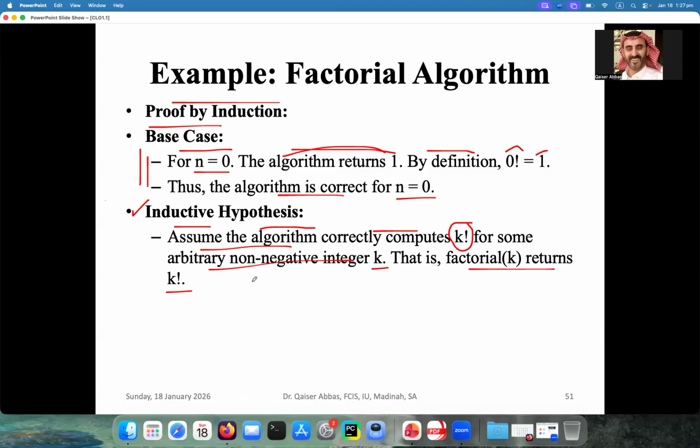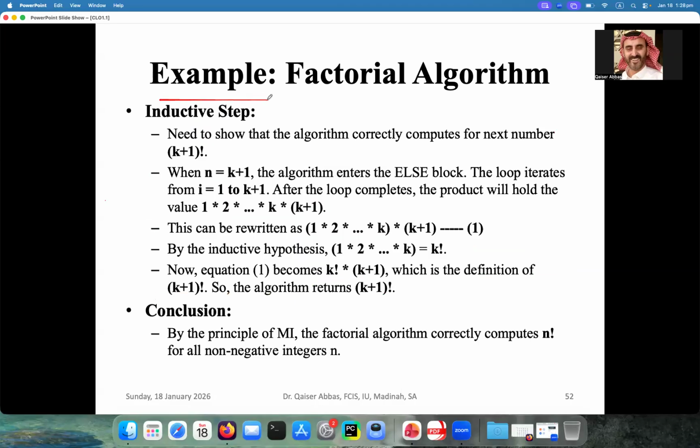In other words, you can write 1 multiplied by 2 multiplied by 3 and so on up to k. This is equal to k factorial. And this is what you are assuming here in this step 2. Now we are moving toward the next step, the inductive step for k plus 1. Here we have to show that the algorithm is correctly computing k plus 1 factorial.